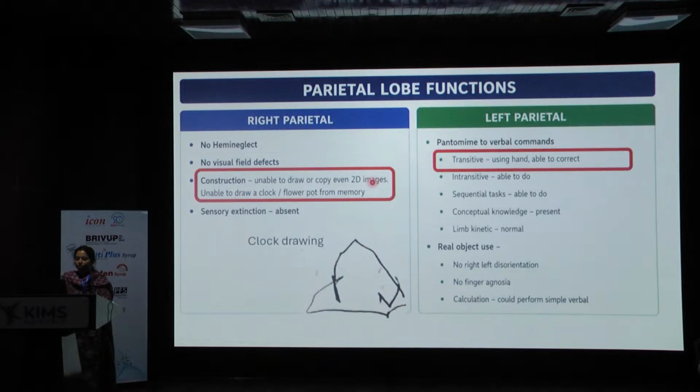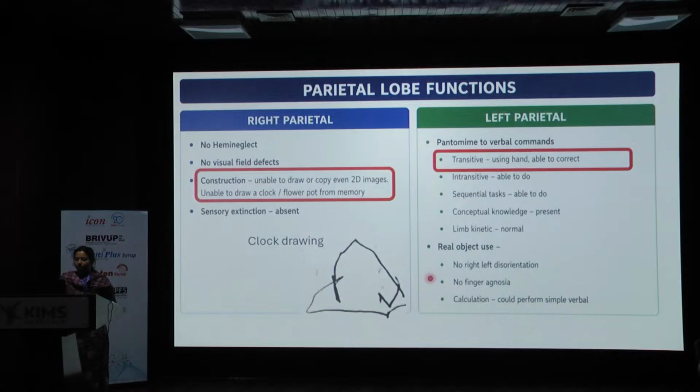On parietal lobe functions, she was unable to draw or copy even 2D images. This is how she drew a clock. We can see the gross visuospatial difficulty in making a circle. And she has only written 1 and 2, and that too with gross visuospatial difficulty.